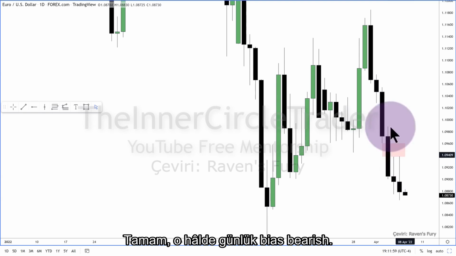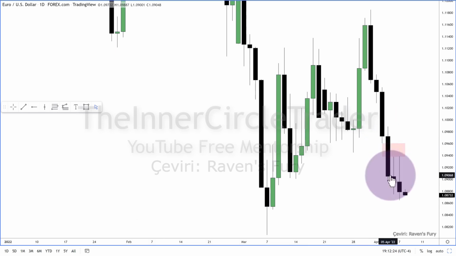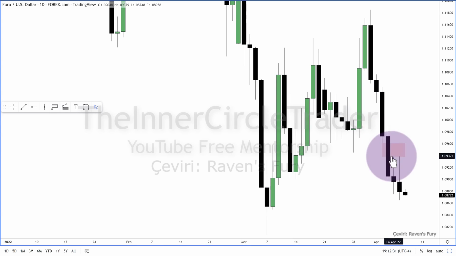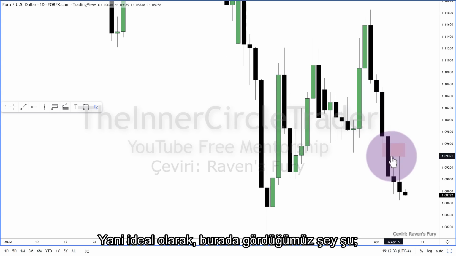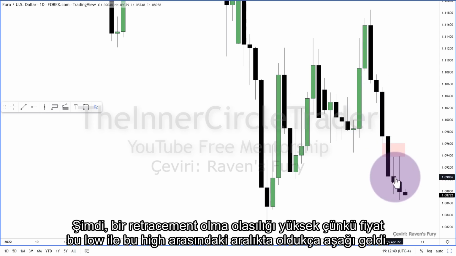So, bearish daily bias, and I'm going through the daily chart and looking at recent price action. We had this big drop down here, drawing towards this low, and then the next day we had this candle trade up here. So that creates the fair value gap. Ideally, what we've seen here, we had 1, 2, 3, 4, 5 down days. Now there's likely to be a retracement because we've seen it come way down in terms of the range between this low and this high.